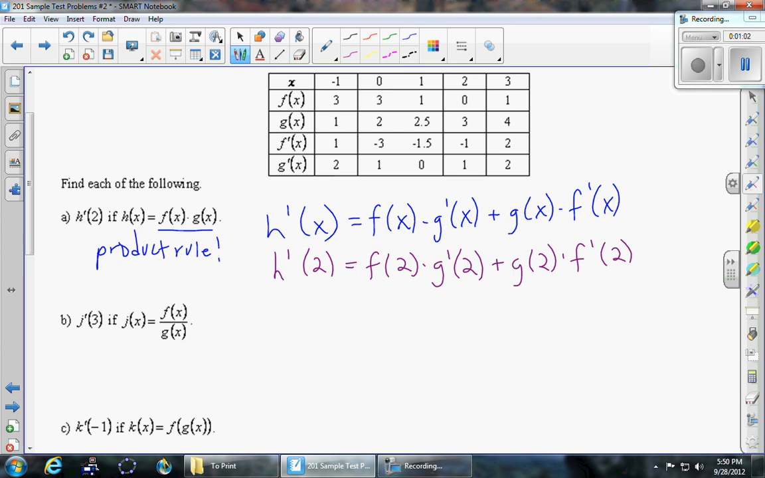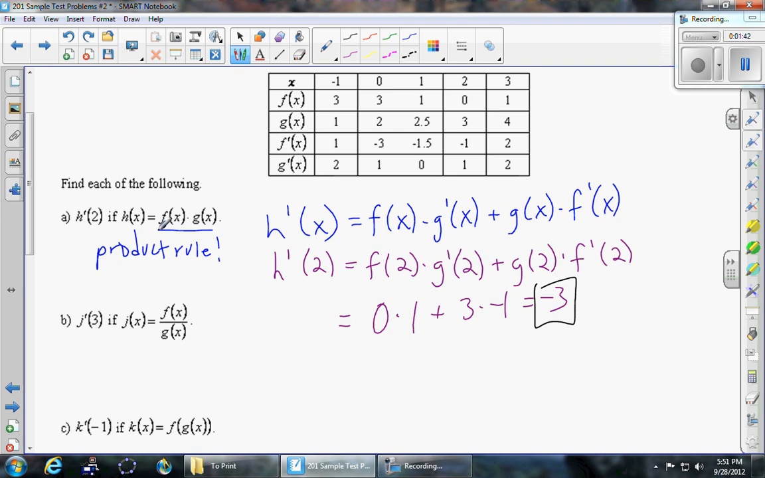And now I think all we need to do is find these four numbers in the table. So f of 2, let's see, f of 2 looks like it's right here. That's a 0. G prime of 2, that's way down here. That's a 1. So we have a 0 times 1 plus, then we need g of 2. So g of 2 is 3. And then f prime of 2 is negative 1. So 3 times negative 1. Altogether, it's negative 3, and that's our answer to this question.